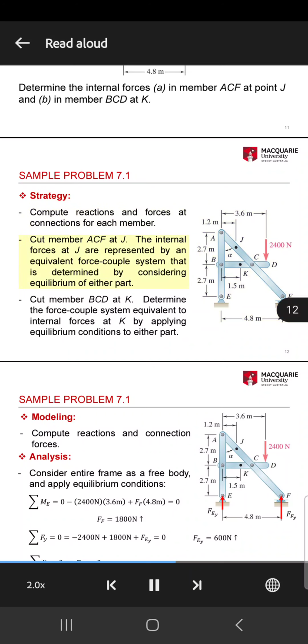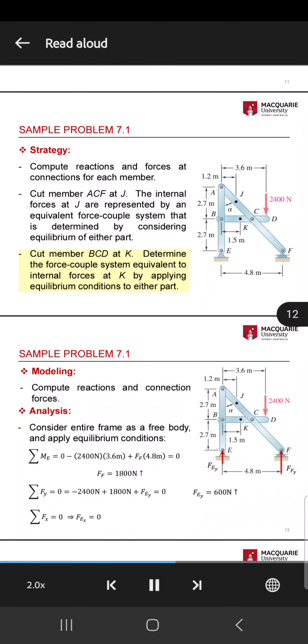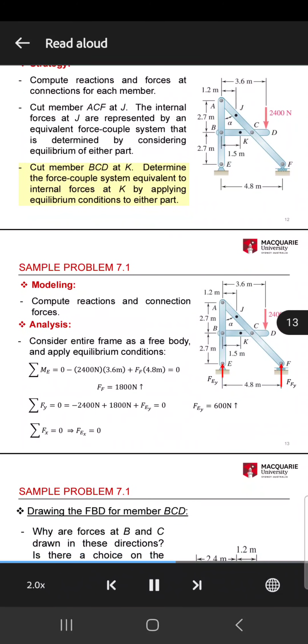Cut member ACF at J. The internal forces at J are represented by an equivalent force couple system that is determined by considering equilibrium of either part. Cut member BCD at K. Determine the force couple system equivalent to internal forces at K by applying equilibrium conditions to either part.